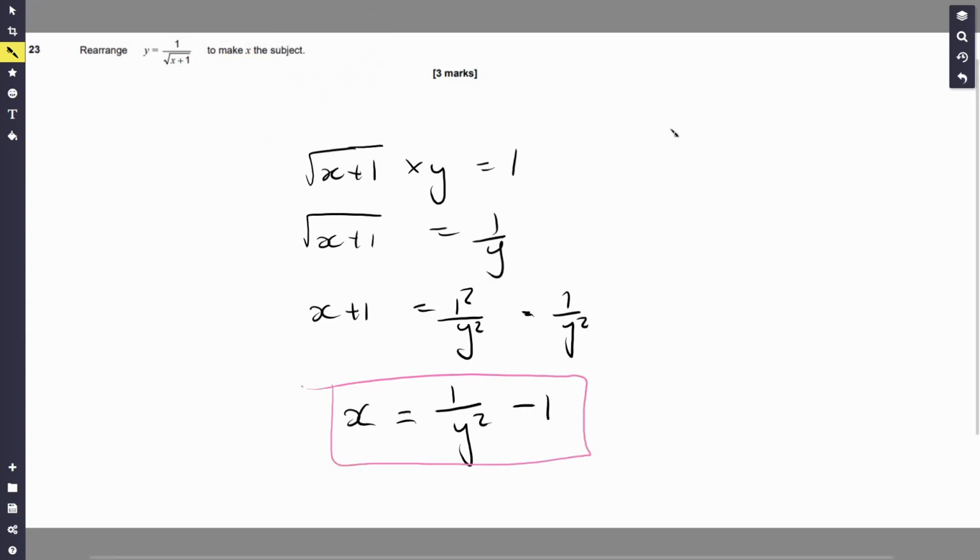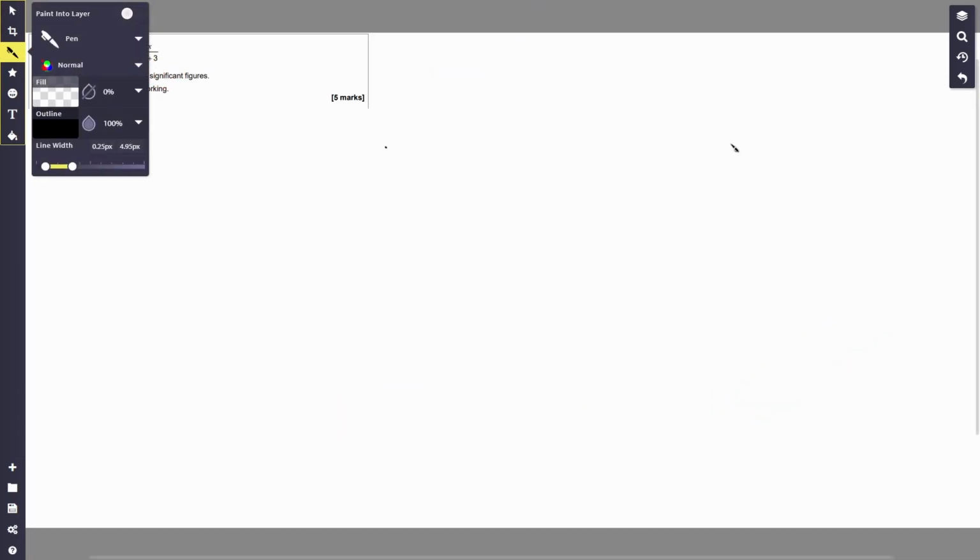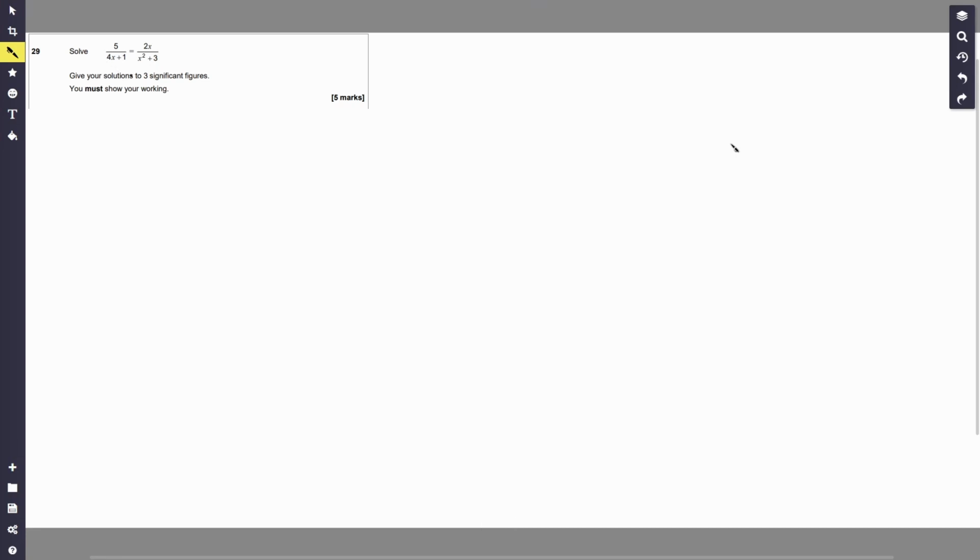Pink box. How lovely. There you go. So this is probably the hardest one we have today. This is an equation, so we're solving an equation for x this time. So solve 5 over 4x plus 1 is equal to 2x over 2 over x squared plus 3. Give your solutions to 3 significant figures. You must show your working. So this was on a calculator paper, so feel free to use your calculator if you're following along with me for this question. Okay, I'm going to start now.